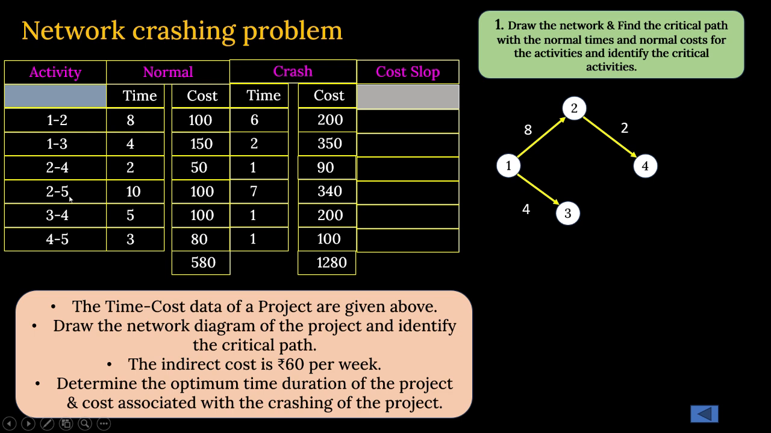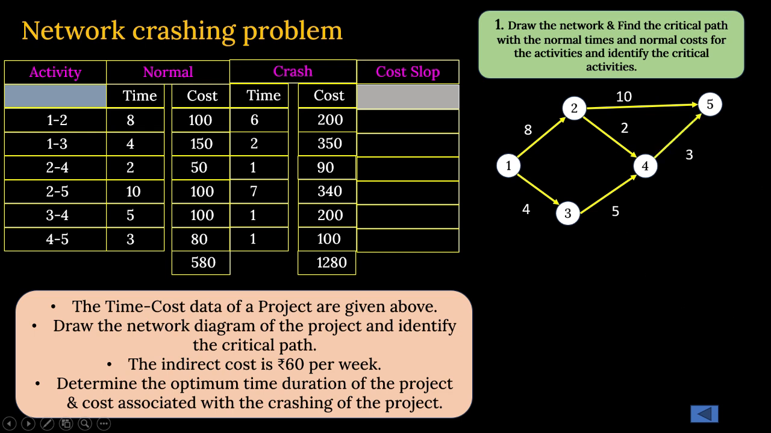Then the 2 to 5 activity. This is another activity, 2 to 5. Duration is normal, 10 weeks or 10 days, whatever. Then another activity is 3 to 4. This 3 to 4 will join these two. Normal activity time is 5 days. Then finally, 4 to 5, it is 3 days normal time. So this is your network.